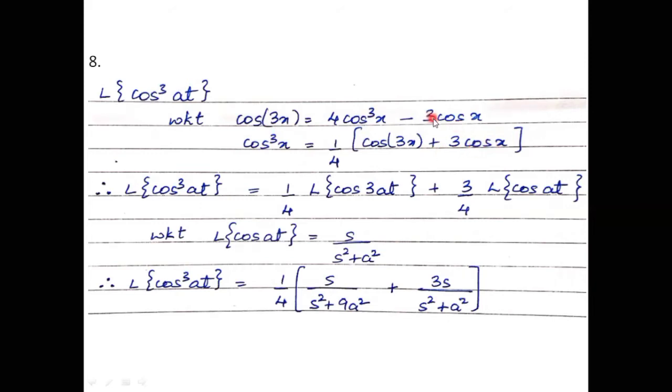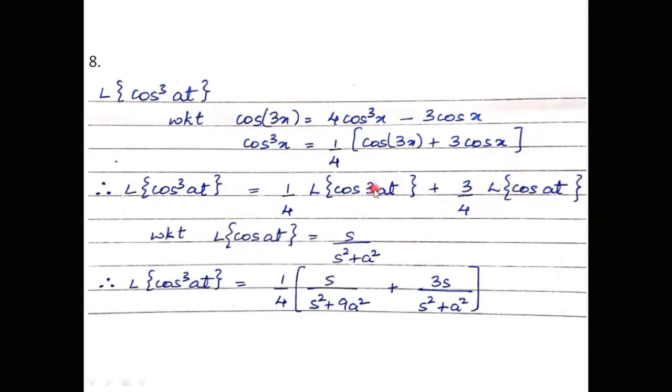See, when you take this minus 3 cos x to this side, that will be cos 3x plus 3 cos x. And I need cos cube x, so I'll take this 4 to this side. So that will be the whole divided by 4. So this is how we will get it. And Laplace transform of cos cube x is nothing but Laplace transform of this. So in place of x, you are having at here. So I have just replaced x by at. So this is how you will get it.